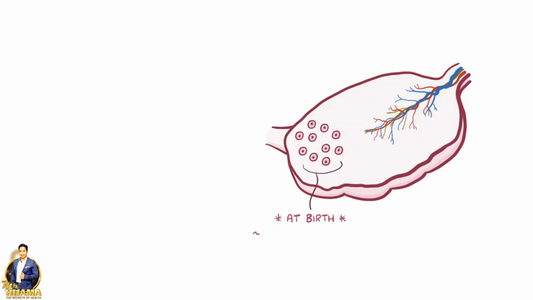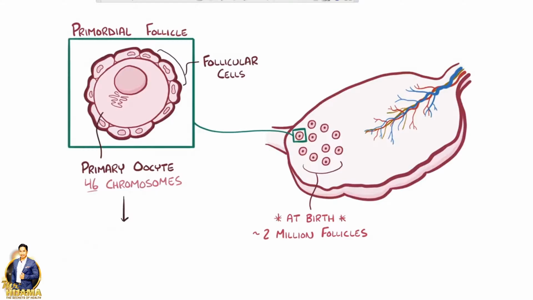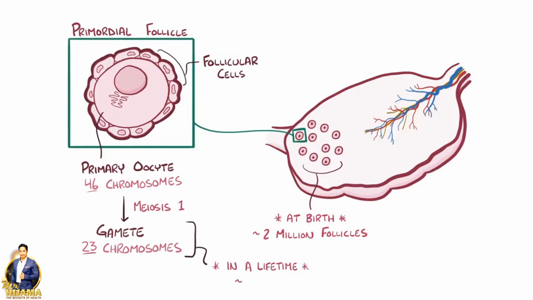At birth, the ovarian cortex has around 2 million follicles. That's roughly the population of Paris, and they're called the primordial follicles. Each primordial follicle has a single immature sex cell called the primary oocyte at the core, and a layer of follicular cells surrounds this. The primary oocyte has 46 chromosomes, but eventually it has to turn into a gamete with only 23 chromosomes. To do this, the primary oocytes have to complete meiosis 1, and in a person's lifetime, only about 400 successfully do that.